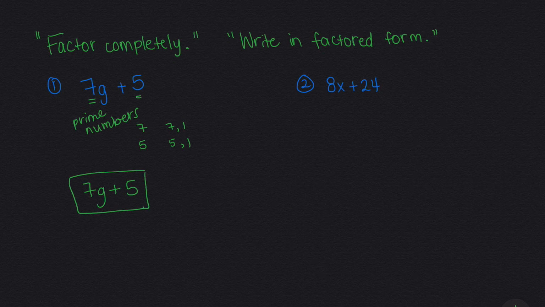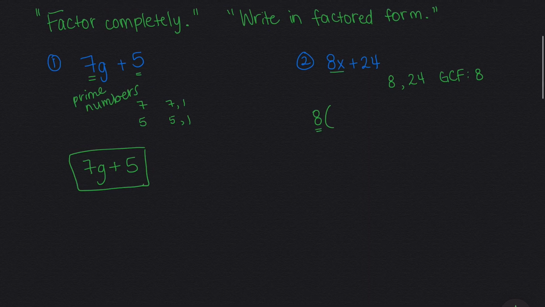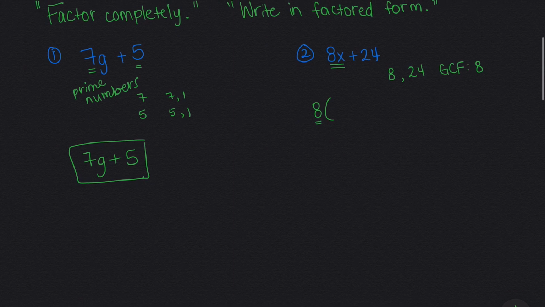With number 2, we have 8x plus 24. Now, if you remember, we just looked at these numbers, 8 and 24. The GCF of these is 8. So when we're factoring a binomial, the first step is to find the greatest common factor of the numbers. Once we do that, we take the greatest common factor and we pull it out to the front. Then we open up a parentheses, and now we ask ourselves, 8 times what will give us 8x? Well, 8 times x is 8x, so we would write down an x over here.